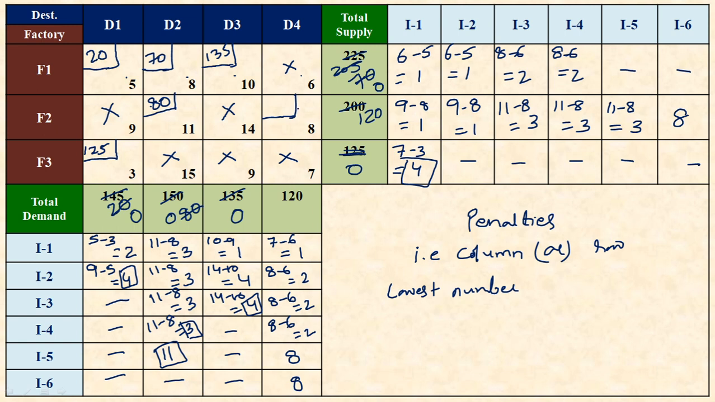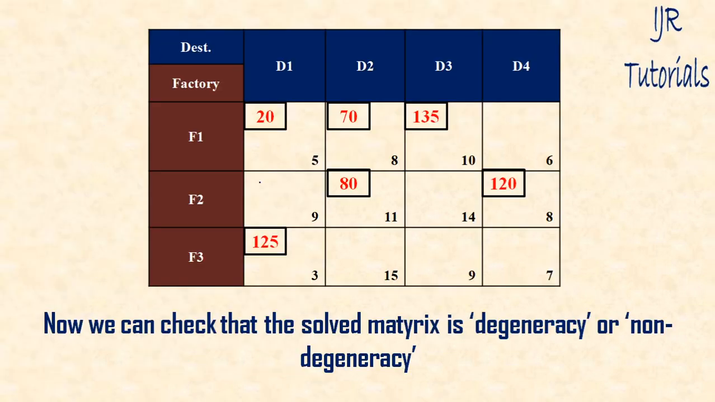This is a combination of F2 and D4, that is 120 is the total supply and 120 is the total demand. We may directly select here 120. So 120 will become 0. So now there are no leftover cells, and how many allocations do we have in our problem? Allocations or allotments are 6. So this is the final matrix of the solved problem.